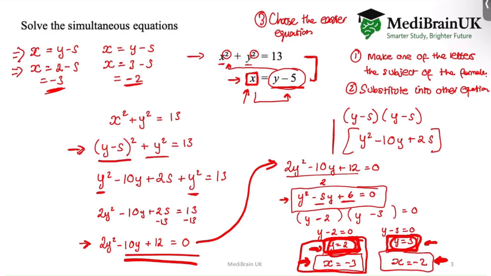You're going to do the same with the other solution. You know that y is equal to 3. So in the equation, you're going to substitute y equals 3. So it's going to be 3 minus 5. 3 minus 5 gives you -2. So when y is 3, x is equal to -2. Okay, so that's where we got our solutions for in the last part.